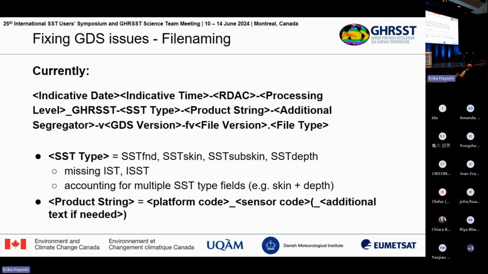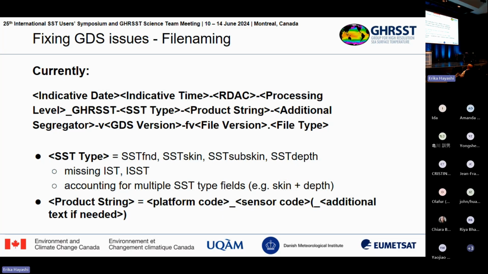So one of the first issues is related to the file naming, and in particular with the SST type, which does not fit the new generation of products that sometimes include ice temperature or mixed different types of SST. So we need to account for this mixed surface temperature in the file naming.